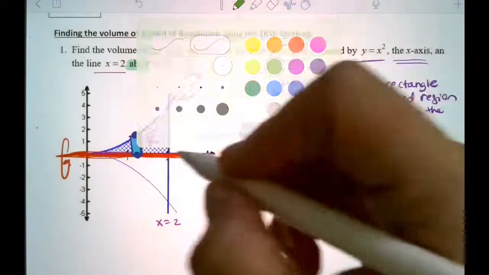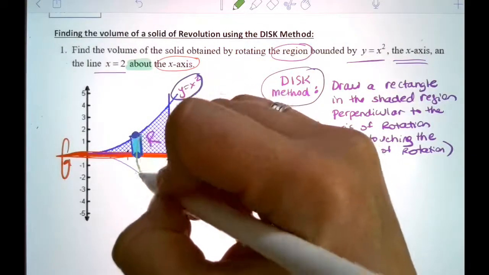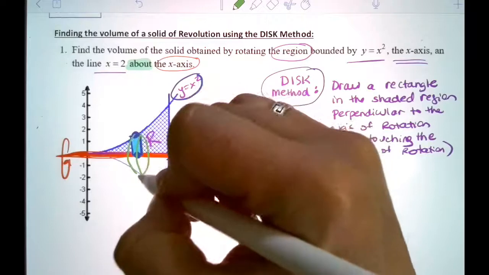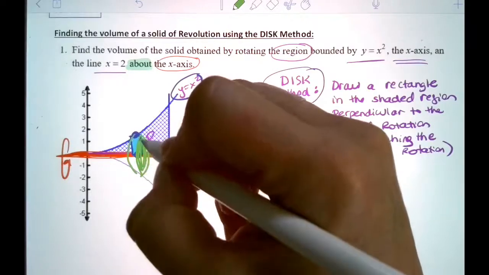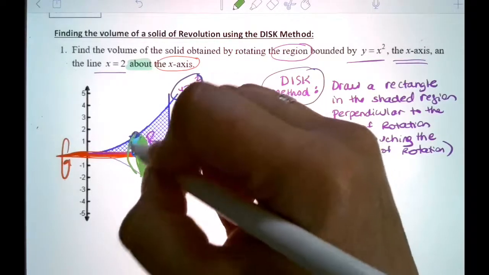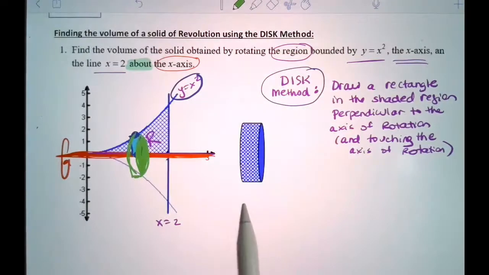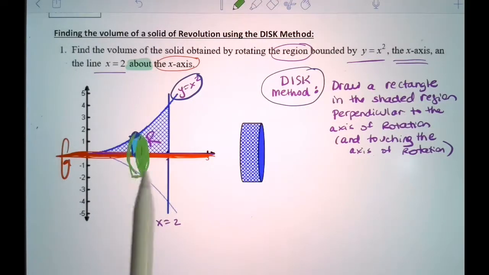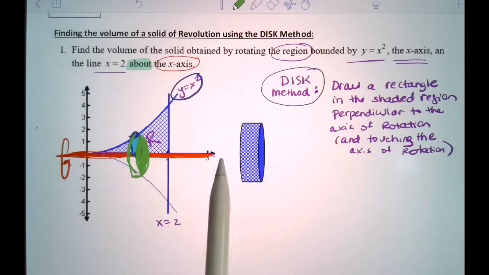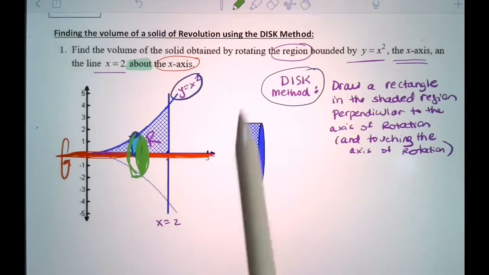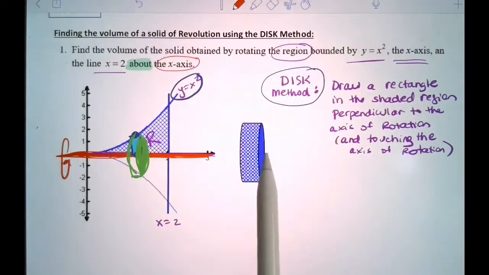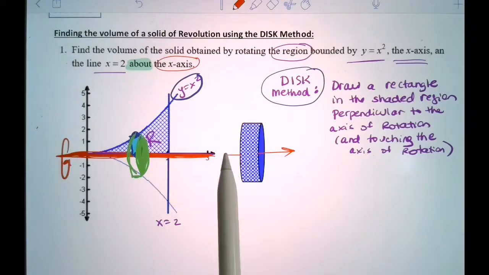Maybe I'll try to change the color here. What you actually create is a disk. I'm just trying to imagine that. So that's what this picture is. It's basically taking that rectangle and spinning it around the x-axis. You actually create this disk, or really what it is, a cylinder. So I'm just going to put that axis of rotation through there. And a disk is the same thing as a cylinder, really.